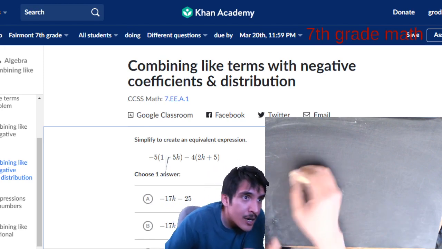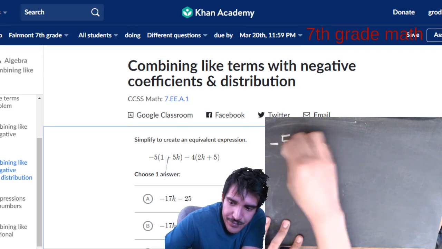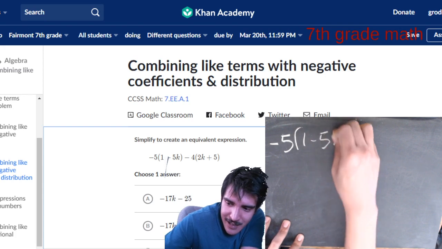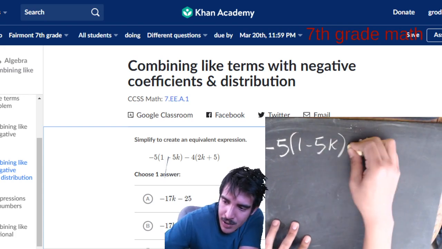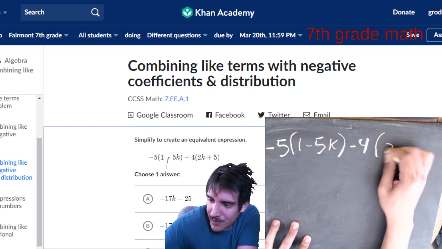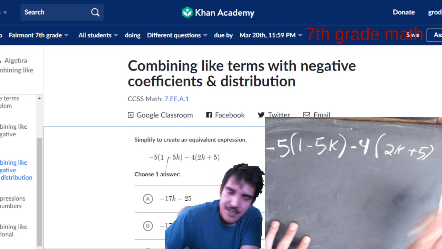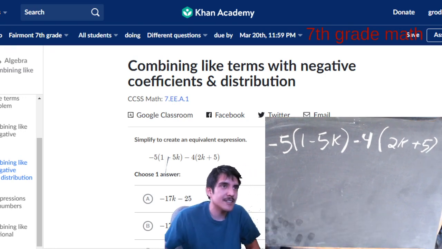Okay, is this our final problem? All right, negative 5 outside, and then 1 minus 5k inside. Okay, cool. Then we got minus 4, so negative 4, and then we got 2k plus 5. I wonder if this is entirely visible here. There we go, it's visible.